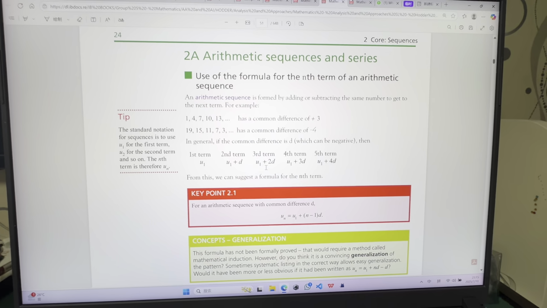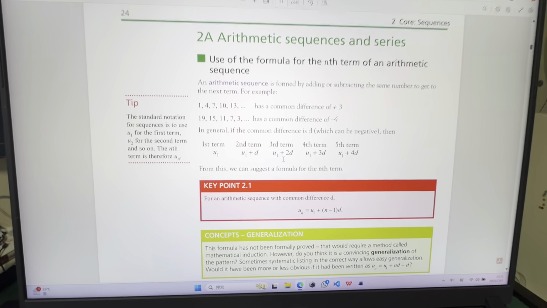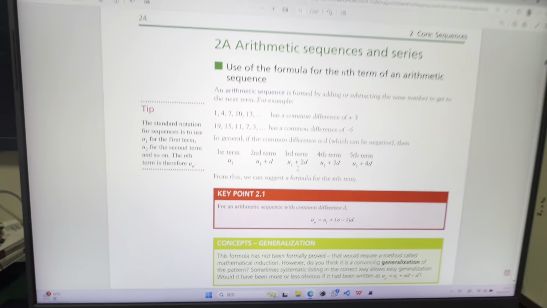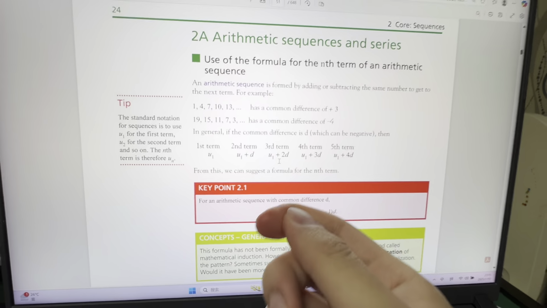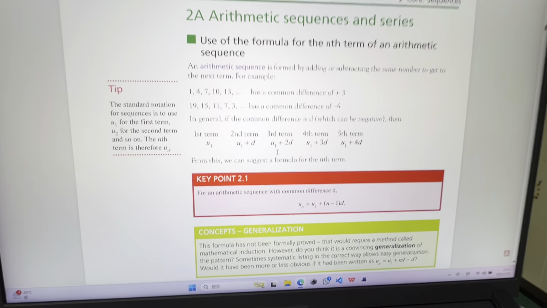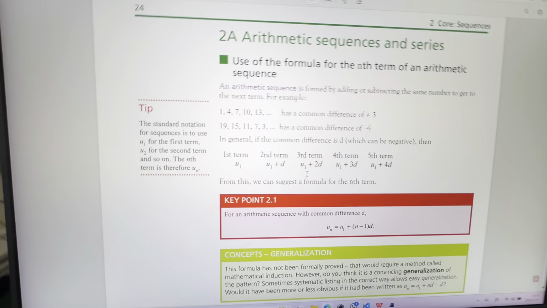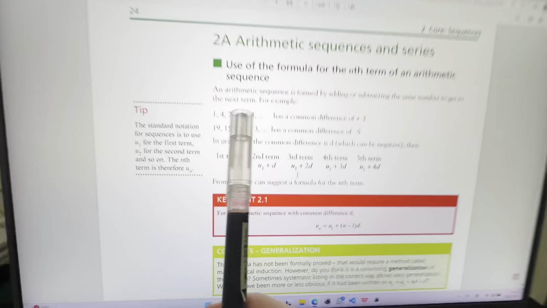Normally we use D to express common difference, because the first letter of difference is D. And also, common difference can be negative. Then you have something like that. I will explain it a bit.